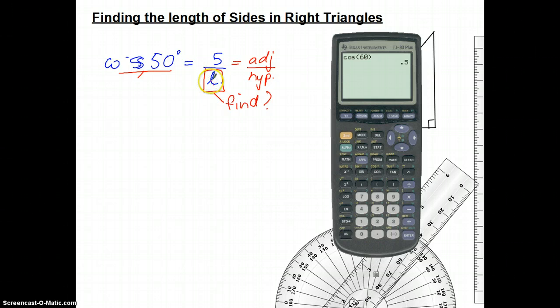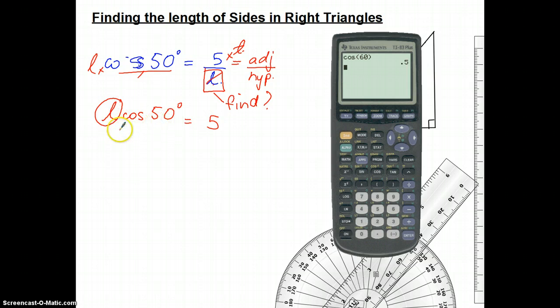Well, I don't like it on the bottom of the equation, so I'm going to multiply both sides by L to start with. So I'm going to get over the right-hand side, I'll be left with 5. Over this side, I'll have L times the cos of 50 degrees. Okay, that's pretty easy to make subject then.